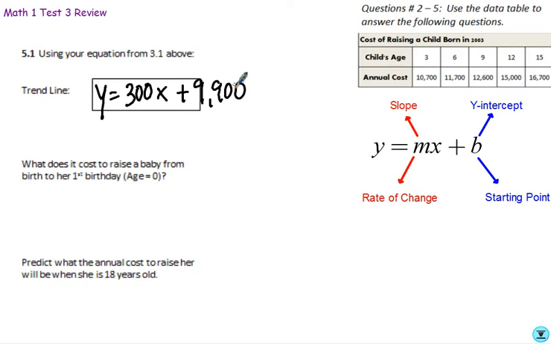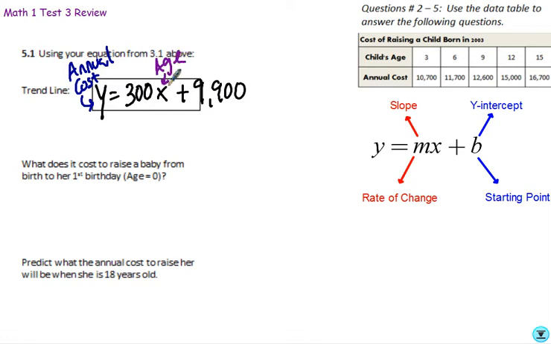Again, keep in mind the context here is that we're talking about the annual cost to raise a child. So the y represents the annual cost, right? That's what that represents. And then this represents the age, or the number of years, right? So we could say age.